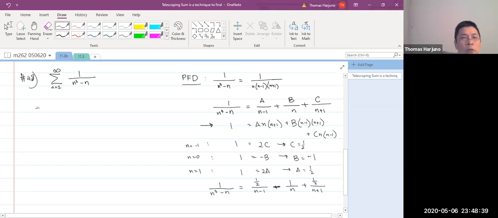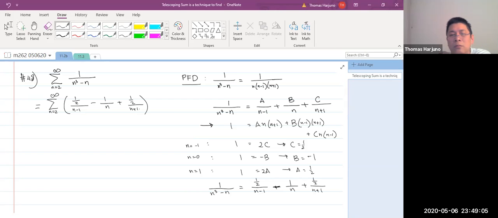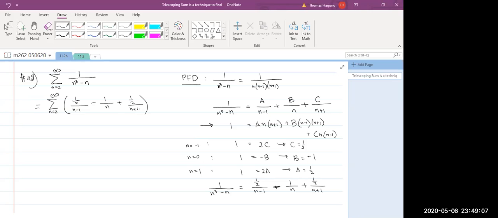Now that's what I will do here. This is the summation from 2 to infinity of 1/2 over N minus 1, minus 1 over N, plus 1/2 over N plus 1. Am I doing okay so far? Yeah.